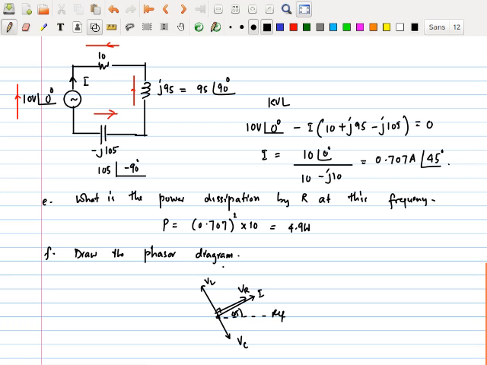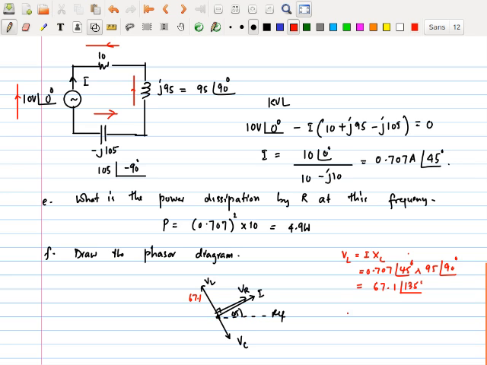If you want to do it in a proper manner, you would have found VL is equal to I times XL, which is going to be equal to 0.707 with an angle of 45 times XL, which was 95 with an angle of 90. That will give you 67.1 with an angle of 135. So this is 45 and 90, that is 135.